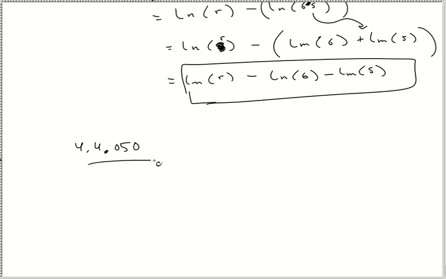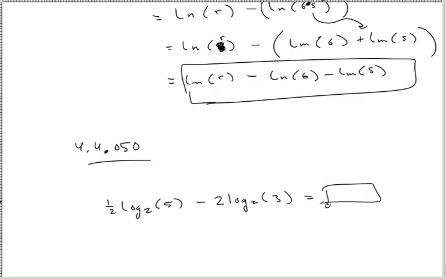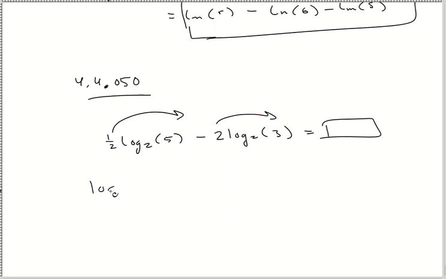44050. So I've got 1/2 log base 2 of 5 minus 2 log base 2 of 3, and they say rewrite it. Now, I'm sure it just equals a number, but that's not the point. They're wanting to rewrite it. Well, powers can come first. I can go ahead and toss those up. Notice that we're going backwards and forwards, all these kind of different ways on these problems.